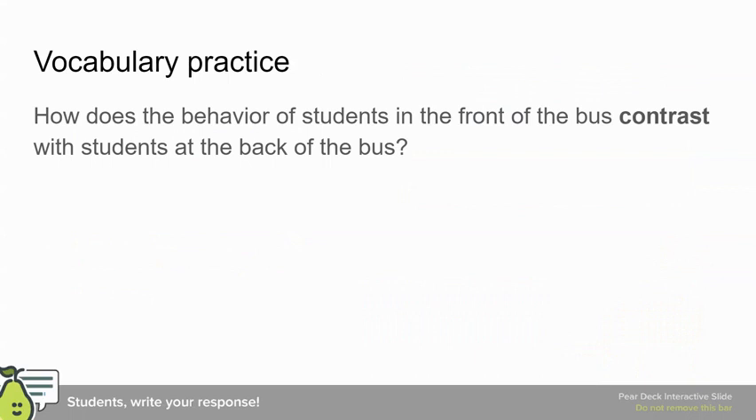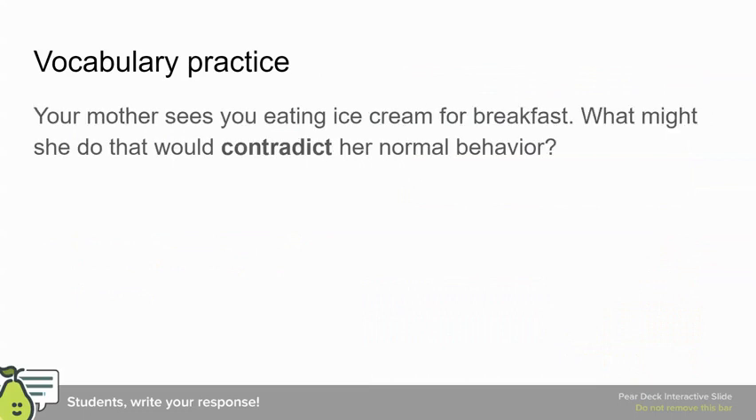So let's practice a little bit. You might imagine the difference, the contrast between the behavior of students at the front of the bus and the back of the bus. For contradiction, you might imagine your mother sees you eating ice cream for breakfast. What would she do that would contradict her normal behavior? Normally, she would probably yell at you, but if she instead offered you chocolate syrup for your ice cream, you would say, that really contradicts the way that she typically behaves.